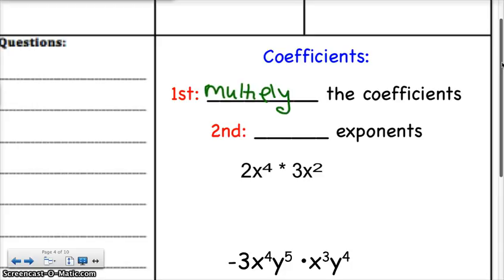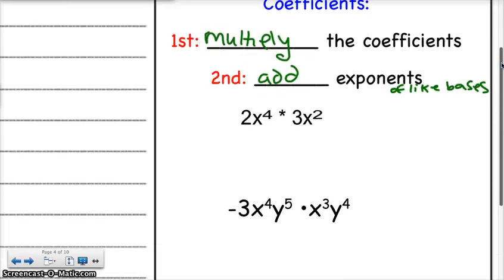Multiply your coefficients. And then secondly, you'll add exponents of like bases. You cannot add exponents if they do not have similar bases. It's like combining like terms. You can't combine x and y. Okay? You just can't.